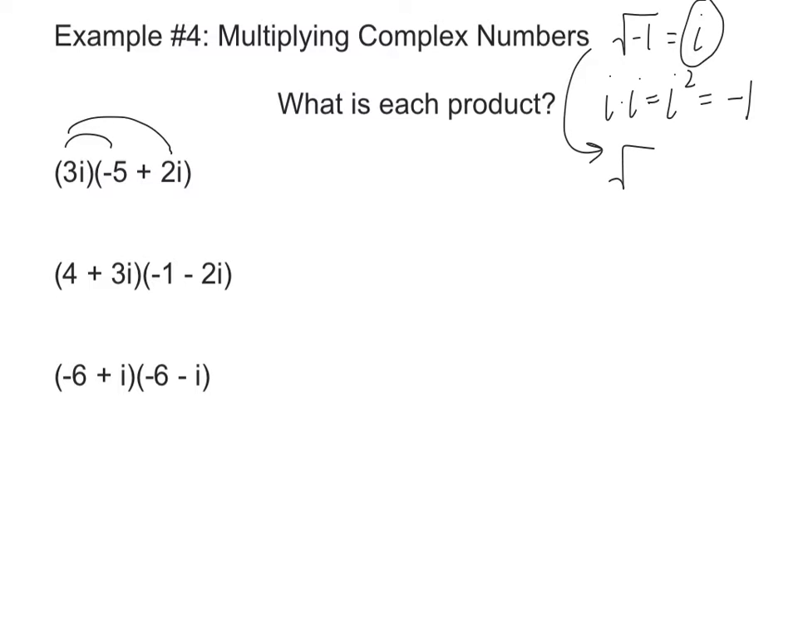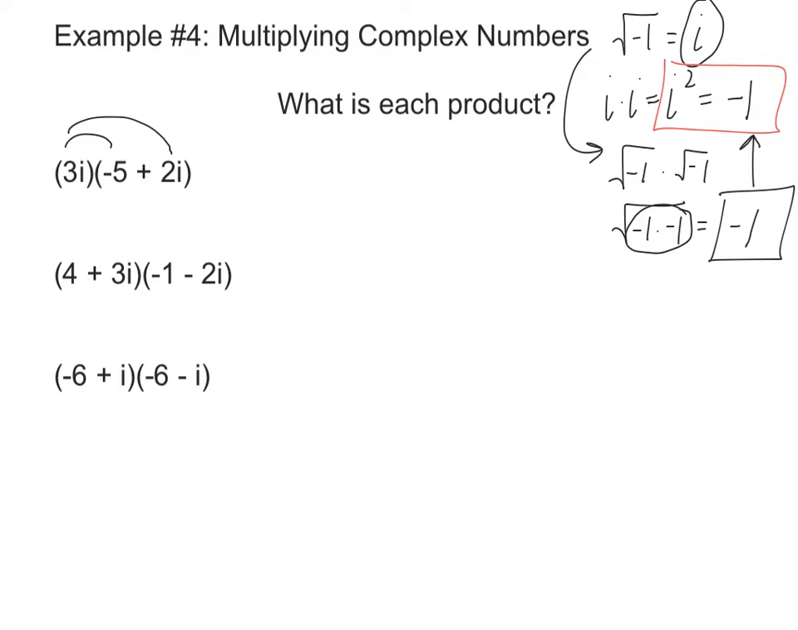So that's really the square root of -1 times the square root of -1. I could then put those under the same radical sign. And remember, that is a pair, and so that's what gives us -1. So that's this -1 here, which proves why that's -1. So again, all you need to know is that i squared equals -1. Okay, so let's go back to our problem.